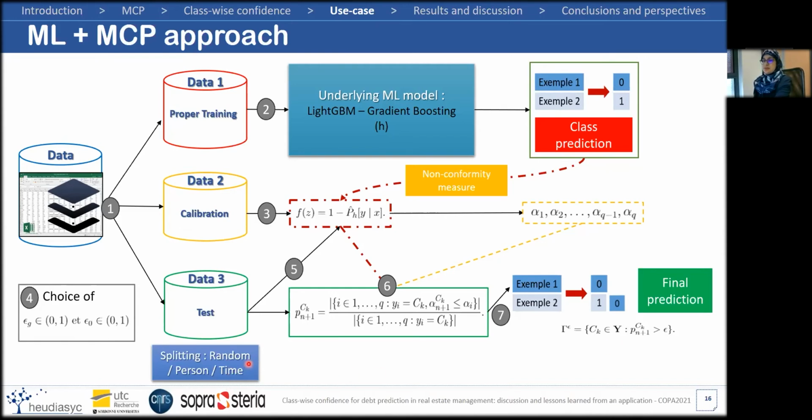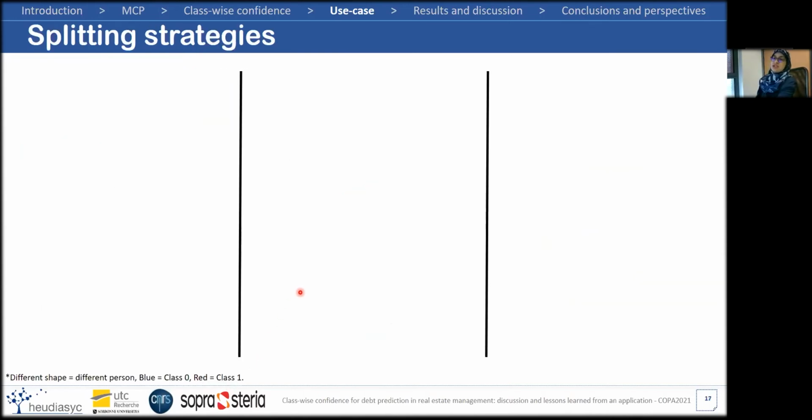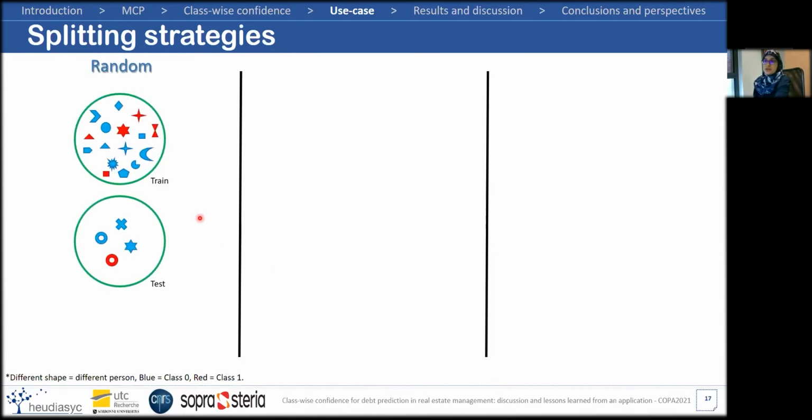So I talked about the splitting strategies. We have 3 splitting strategies. The first one is the random one. It's a standard or benchmark strategy where we split our data set randomly, with 20% in the test set and 80% kept for the training and calibration. And here is a little illustration. Each different shape means a different person, and the blue is class 0 and red is class 1, as seen before. So as I said, we have a random splitting here.